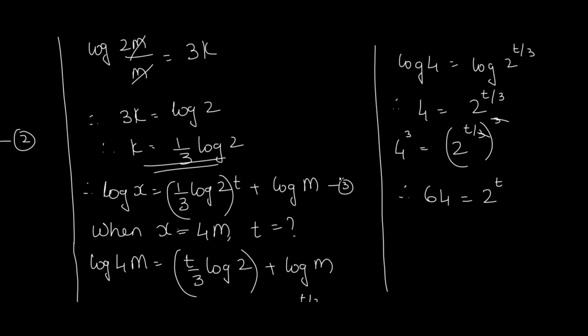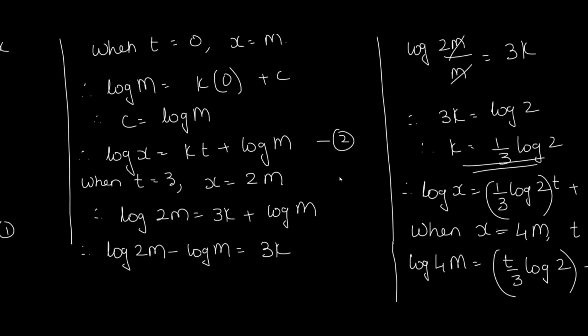We know that 2 raised to 6 is 64. Therefore, 64 is equal to 2 raised to 6. And therefore, t is equal to 6 is what we are getting. So the number of bacteria becomes 4 times the original number in 6 hours. So that is our correct answer.